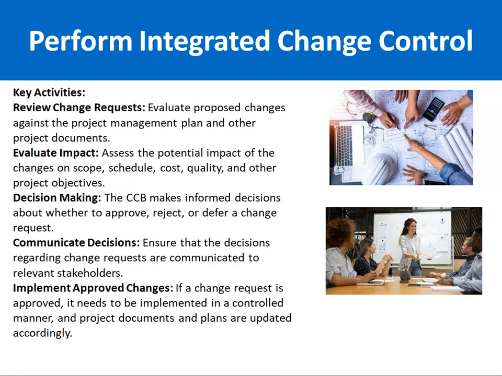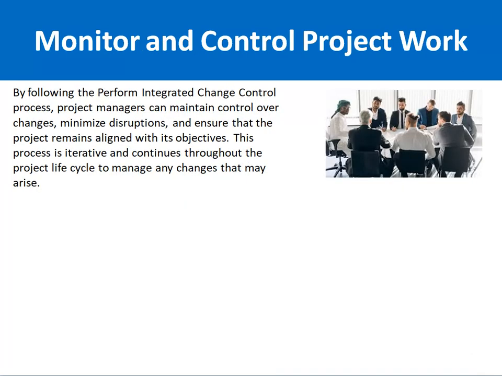Then implement approved changes. That means whatever changes are approved by the change control board have to be implemented in a proper way as well. So basically, friend, through the integrated change control process, project managers can maintain control over changes, minimize disruptions, and ensure that the project remains aligned with its objectives. This process is iterative and continues throughout the project lifecycle to manage any changes that may arise.